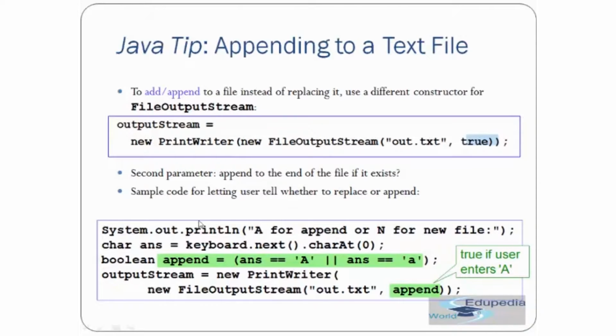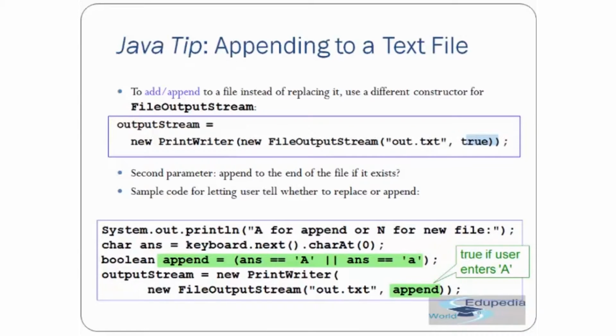So you can see we are asking the user if they want to append or open a new file. So it's saying A for append or N for new file. So the user has to press something. Again we are using keyboard.next().charAt, and then we are taking the user input in our character, which is ans, for answer. Okay, and then we are matching. So we have a boolean variable append, and the value that we give is according to this: if the answer is equal to A or small a, then append will become true. Otherwise, append will remain false.